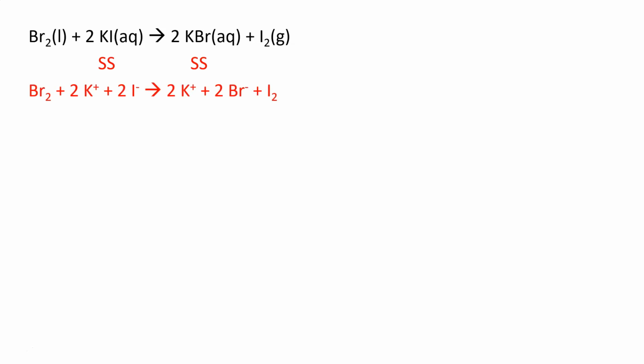Now let's cancel out our spectator ions. Well, bromine is definitely not a spectator. We have 2K plus on both sides. That's our spectator. 2I minus here, but it turns into iodine as an element on the other side. That's not a spectator. Get rid of the K plus. Bromine plus 2 iodide yields 2 bromide plus iodine. K plus is the spectator ion.